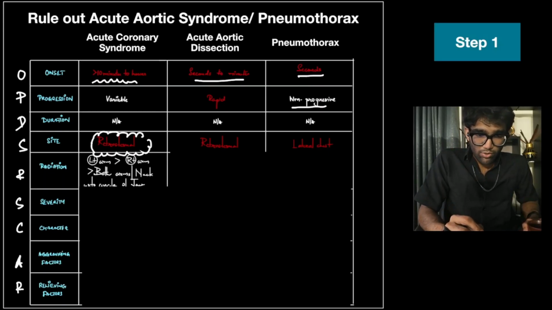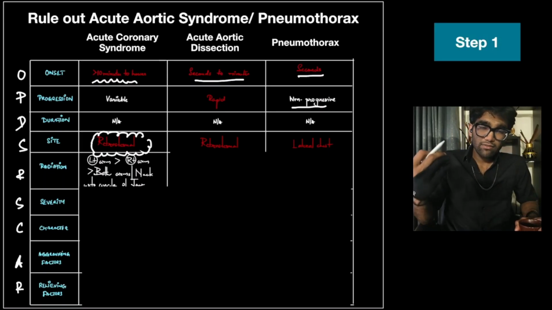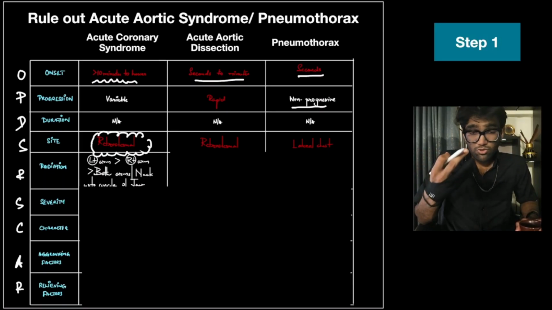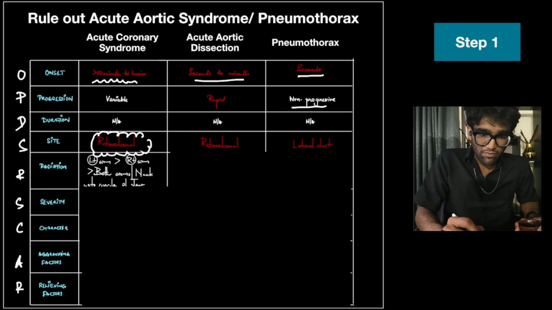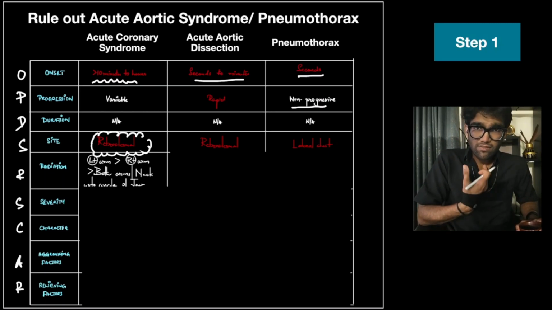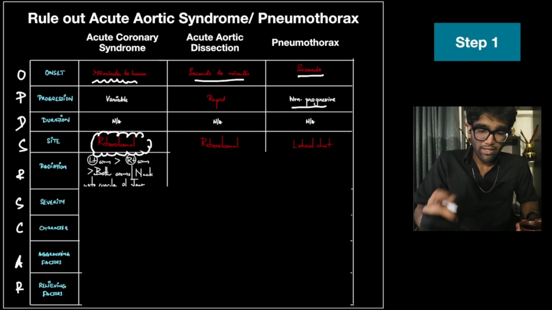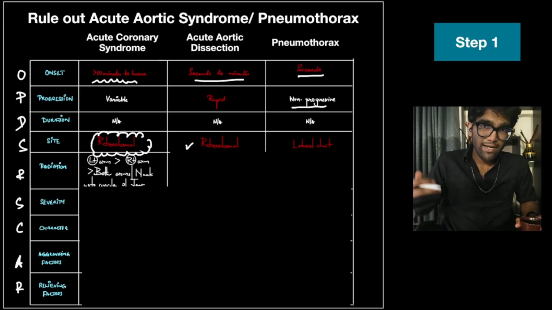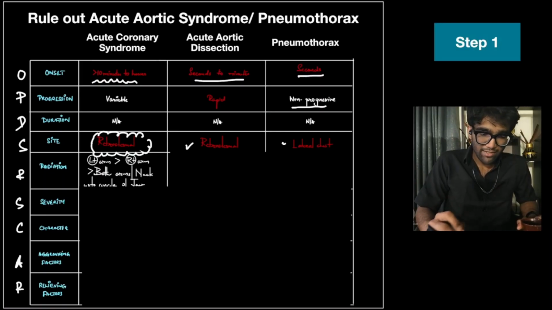Whereas acute aortic dissection and pneumothorax activate your somatic efferent. So as a result, the pain is highly localized. Okay, so in case of acute aortic dissection, it is midline chest or abdominal pain, that is retrosternal, and in case of pneumothorax, it's always lateralized to one side. Okay, so it's a lateralized pain.